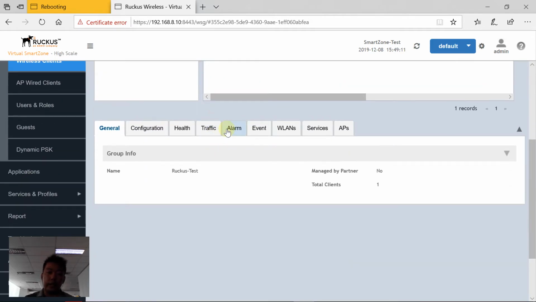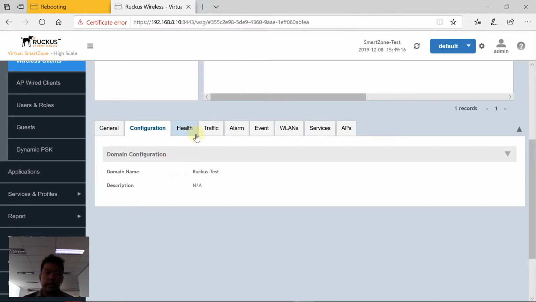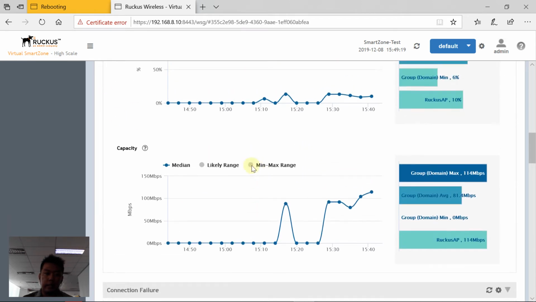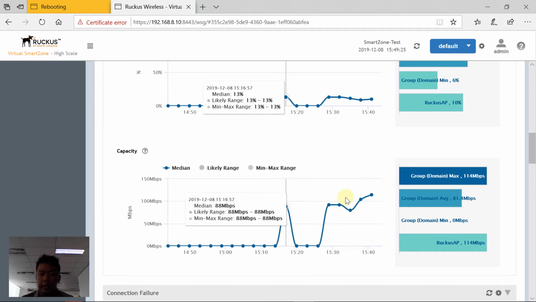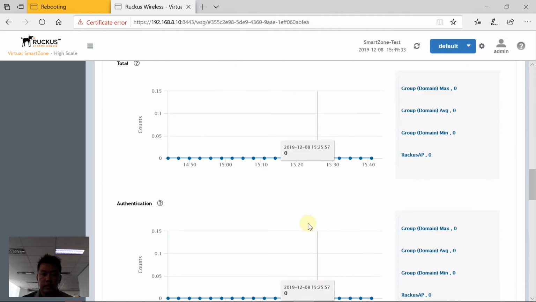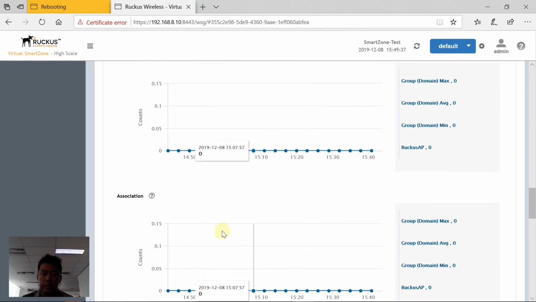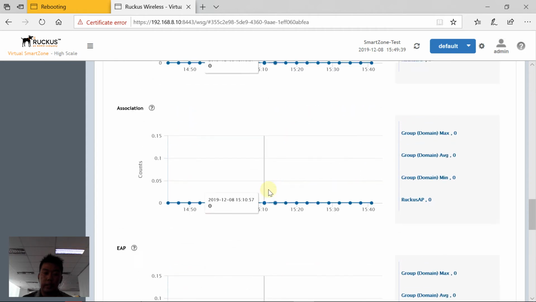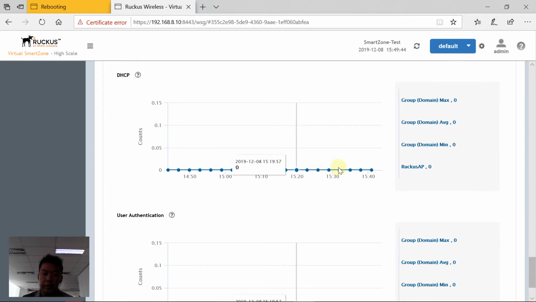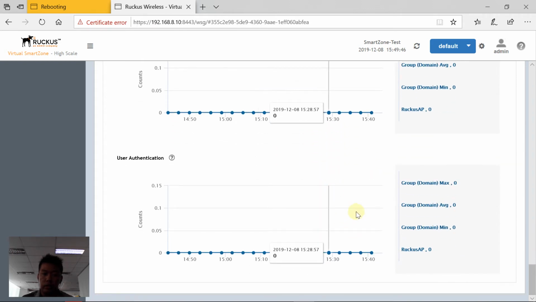For users in general, you can monitor in here. You can monitor how good the user experience is, the airtime utilization, and the capacity of the network. And the authentication, association, RADIUS, DHCP, and user authentication.